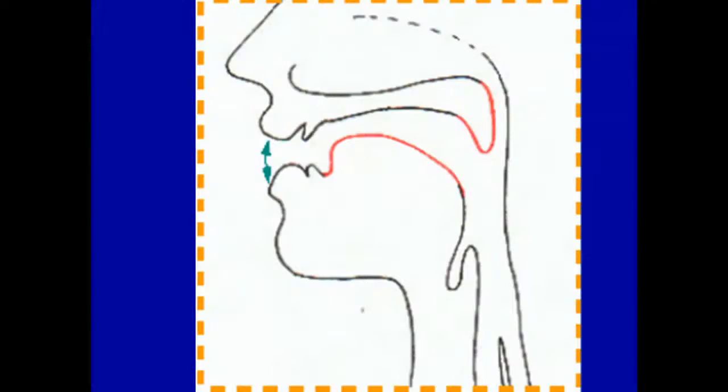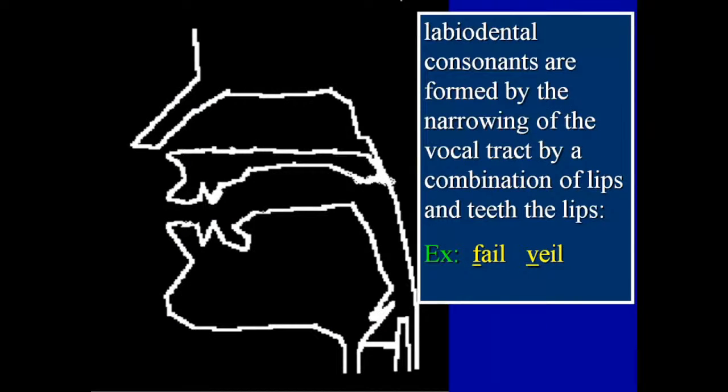Now, we have got labiodental sounds or labiodental consonants. They are formed by the narrowing of the vocal tract by a combination of lips and teeth. Okay, and teeth, not the lips. Just omit this, the last word here. So we have got the lower lip and the upper teeth. This is the case, which is shown through the production of f in fail, v in veil. Okay, this is it here.